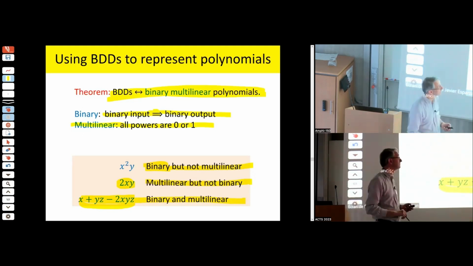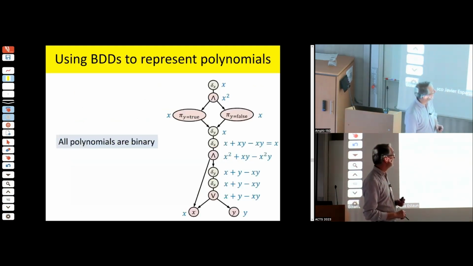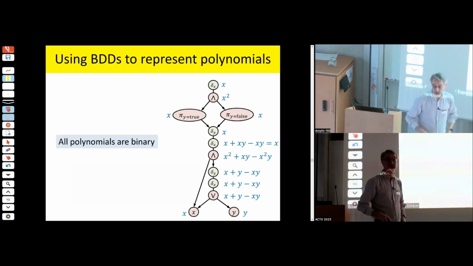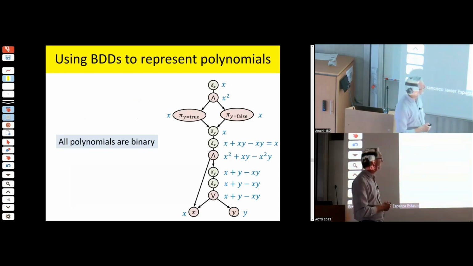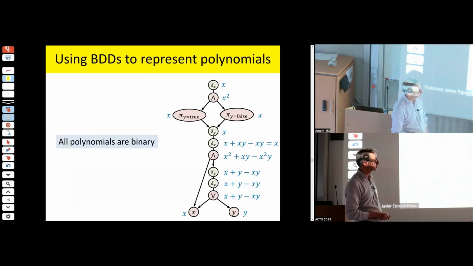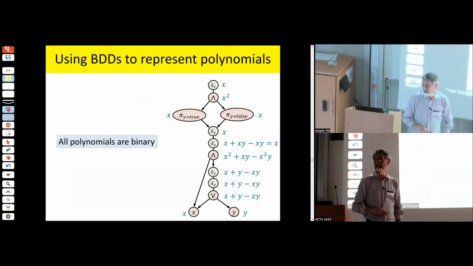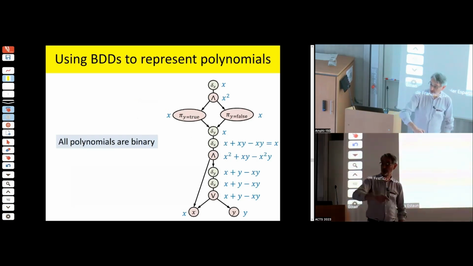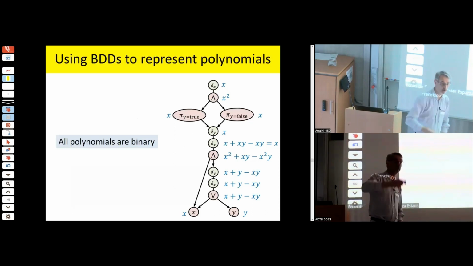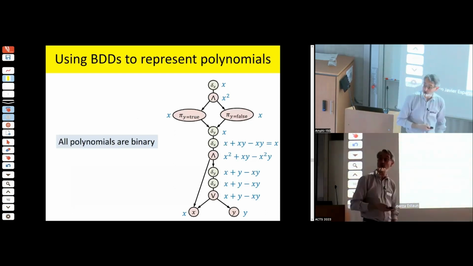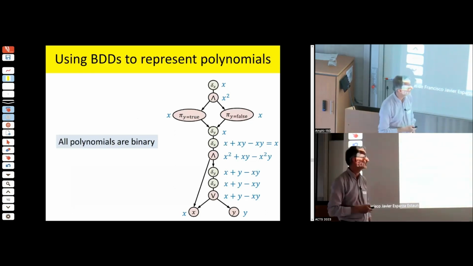Those are examples. And now, what is the first thing you can prove? Well, remember that all polynomials we were obtaining were binary, right? When we were constructing the polynomials, all of them were binary. This means they can all be represented by BDDs.